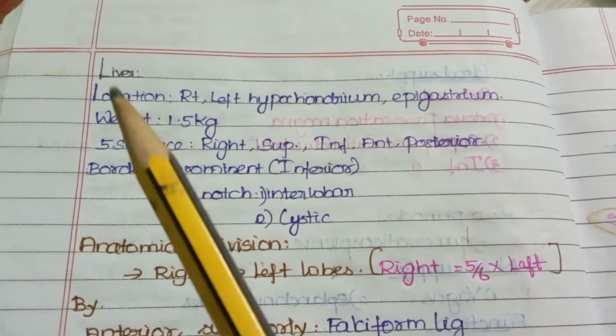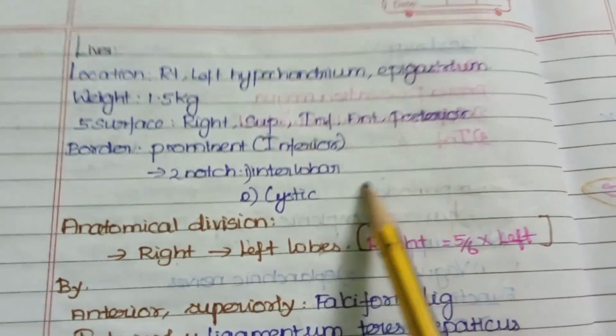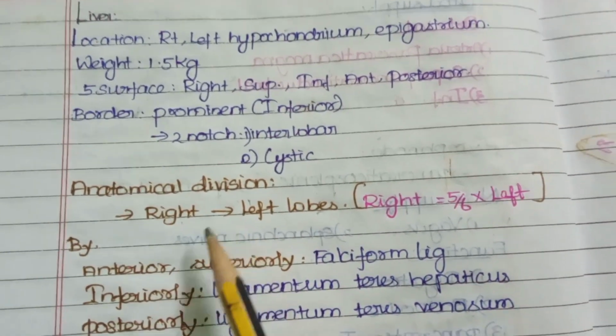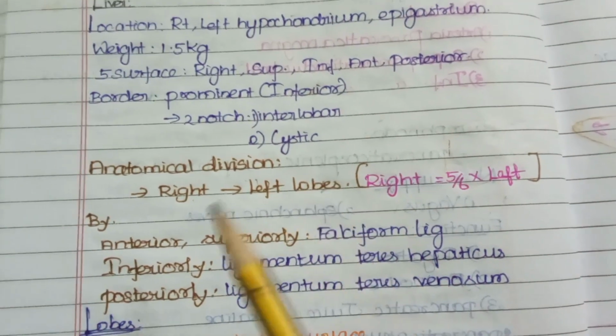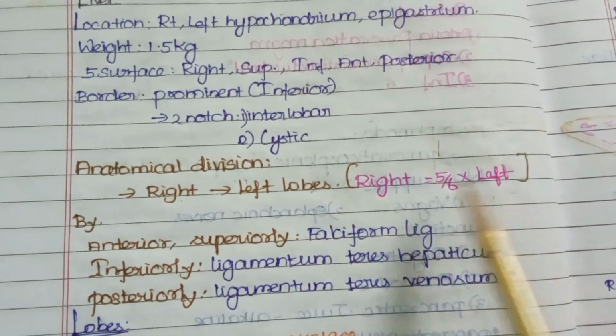Borders. It has one prominent border, that is the inferior border. The inferior border also has two notches, the interlobar notch and the cystic notch. Now we can see the anatomical division. It is divided into right and left lobes. The right lobe constitutes about 5/6 of the liver.